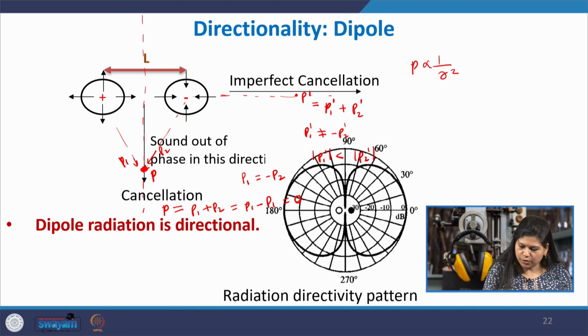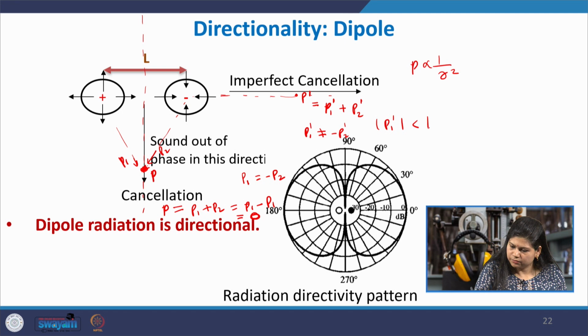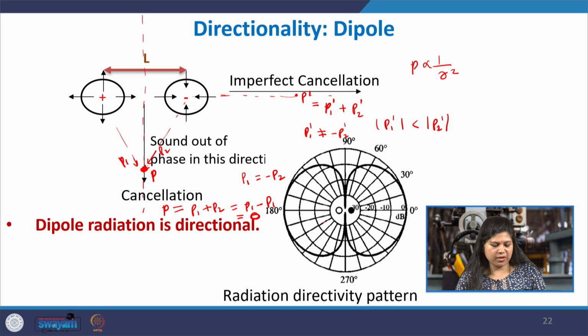Let me erase this for it to be visible clearly. Okay, so you see here what happens is that there is a cancellation along this line, and then there are two dumbbell shaped hemispherical patterns.